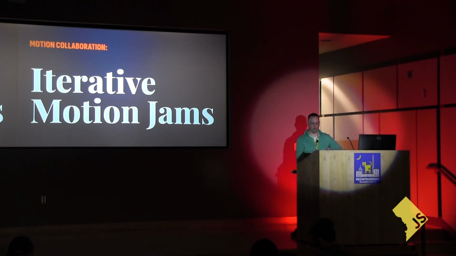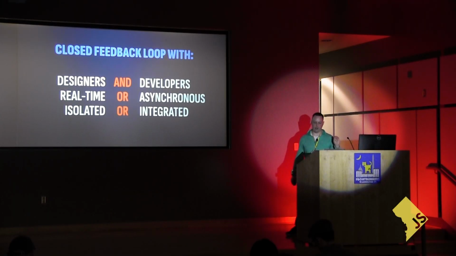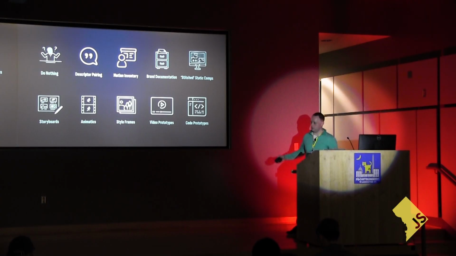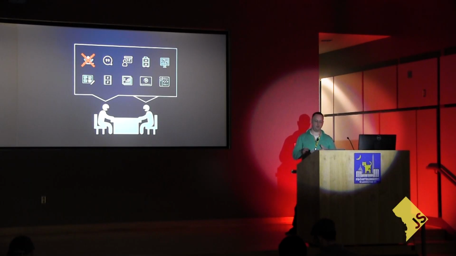So let's talk about these jams for a second. To be specific, we're defining them as a closed feedback loop between designers and developers. It can happen real time or asynchronous, and it happens in a code prototype. It can be integrated into the project itself or isolated, just off by itself. When we start working together like this, we can take all of these types of artifacts and compress them down, except for the do nothing option, and model it in a conversation. We can jam on timing, speed, movement, and feel in a much more efficient manner, rather than having the designer try to document it all and lobbing it across the fence.